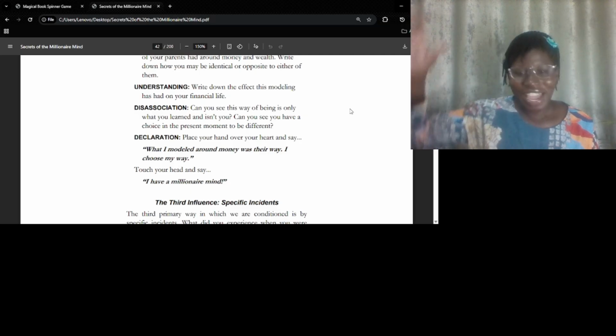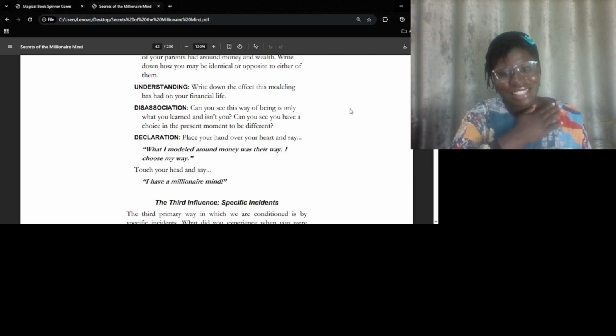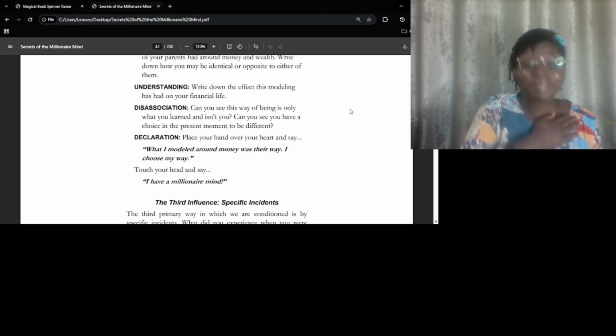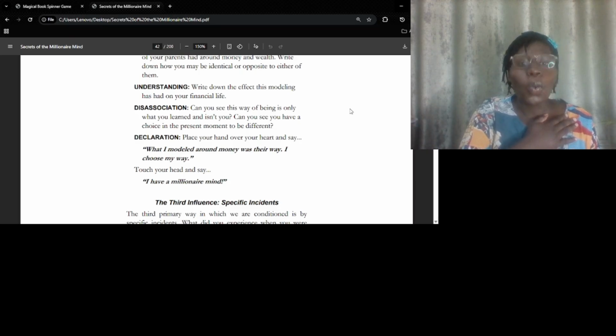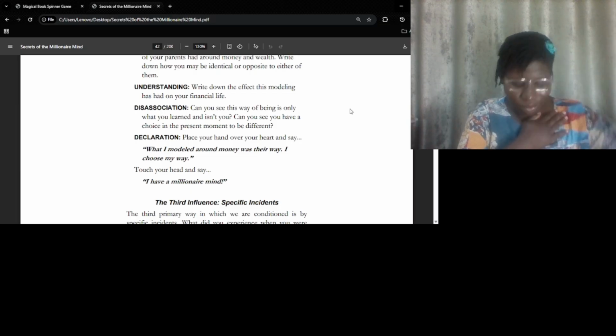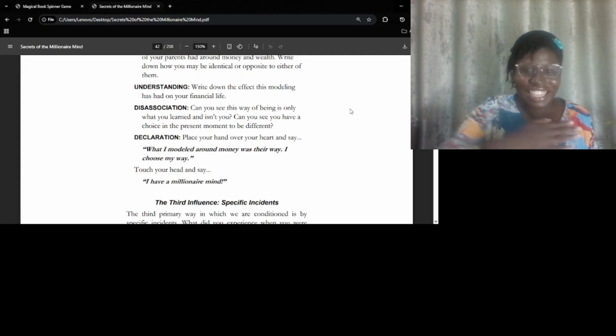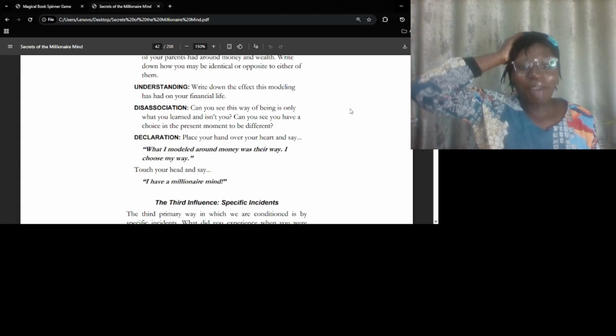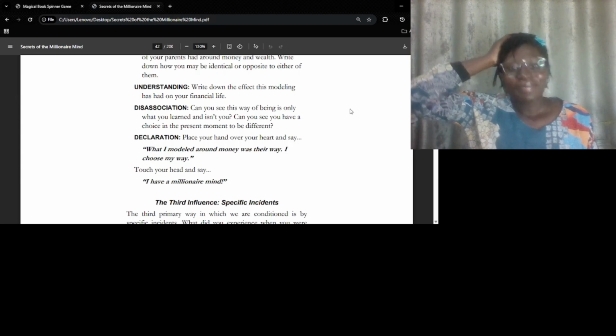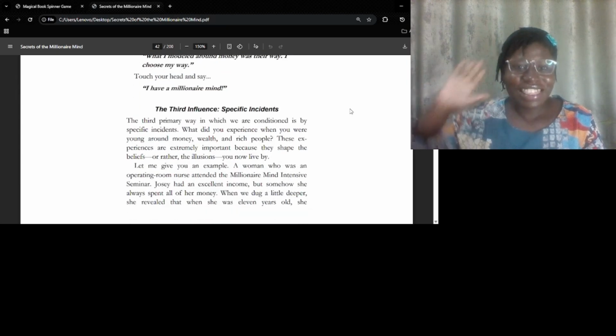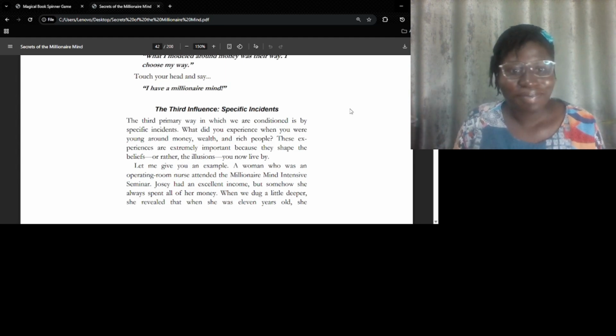Declaration. Place your hand over your heart. Hope this is my heart. Everyone has one heart, and it's always on the left. Place your hand over your heart and say, what I modeled around money was their way. I choose my way. Amen. Touch your head and say, I have a millionaire mind. I like this.